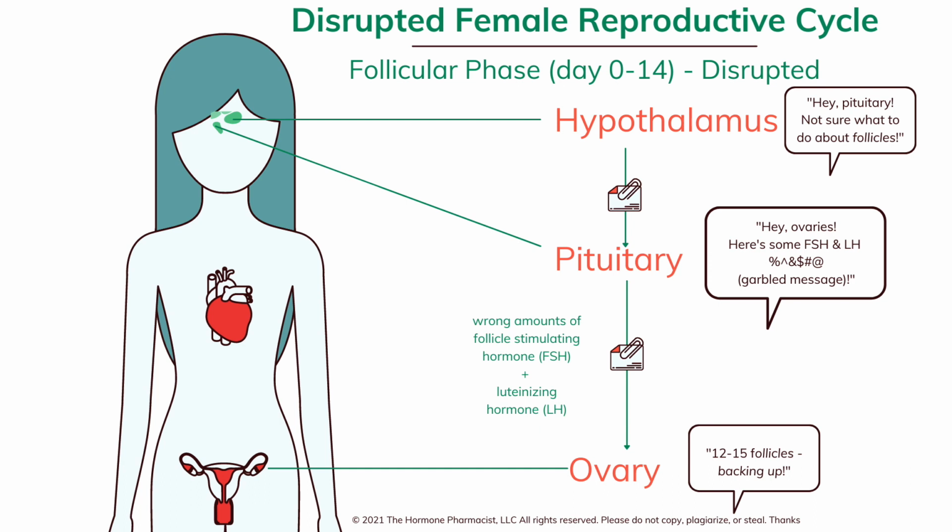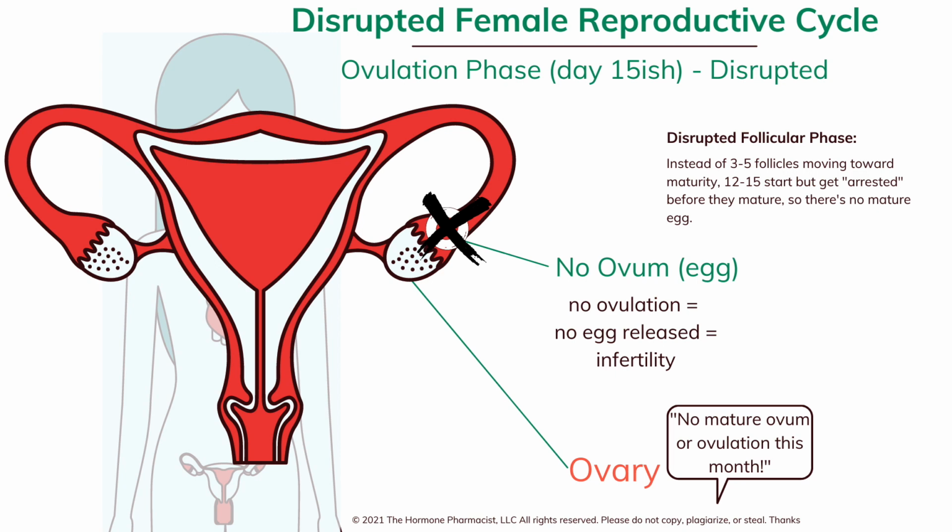And the pituitary says, hey ovaries, there's some FSH and LH, blah blah blah. It's kind of a garbled message. And then the ovary says, well, I guess I'll make 12 to 15 follicles. So normally we've got 3 to 5 follicles coming out of the ovary and one of those turning into an ovum or a mature egg.